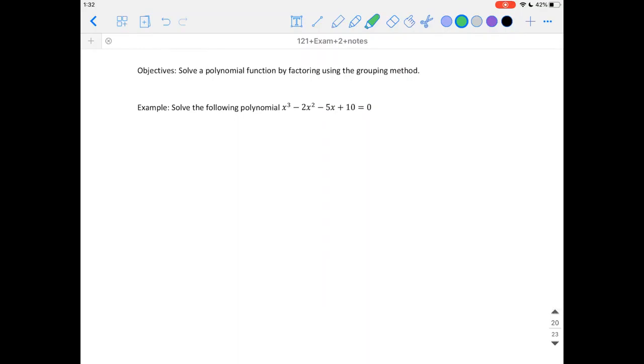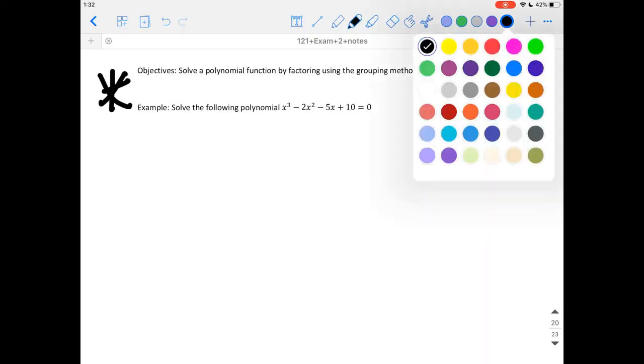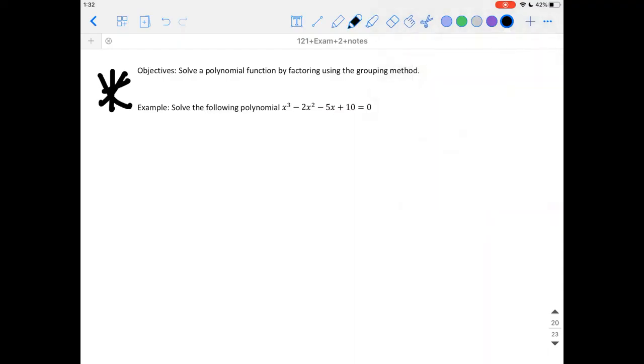So objective, solve a polynomial function by factoring using the grouping method. Okay, so I'm going to put a little asterisk right here. And I'm going to tell you a heads up. On the final exam, you're like, what? You're talking about the final exam already? Yes. On the final exam, you're going to be able to use this method right here. So highlight it, put a little sticky note on it.